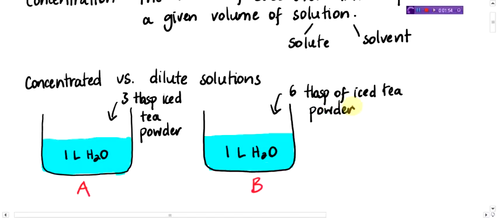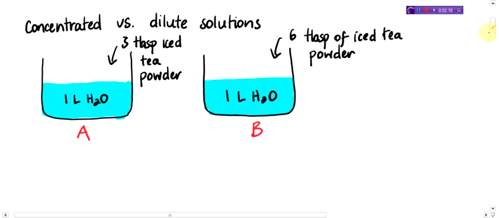So taking a look at these two solutions, we have the same volume of water. The water would be your solvent, but we've added varying amounts of iced tea powder. So which solution would be more concentrated? Well, looking at the solutions, if we have more solute in a given amount of solvent, then we have a more concentrated solution. So in this case, solution B is more concentrated than solution A.